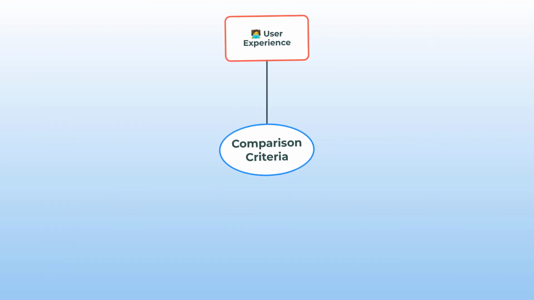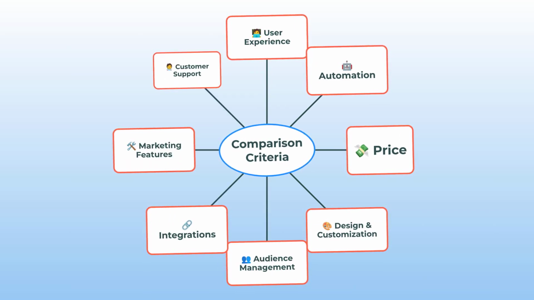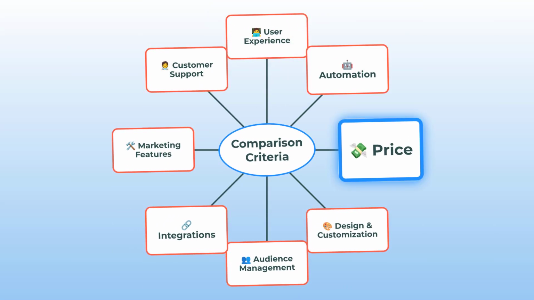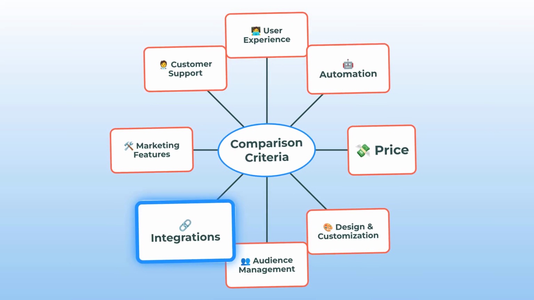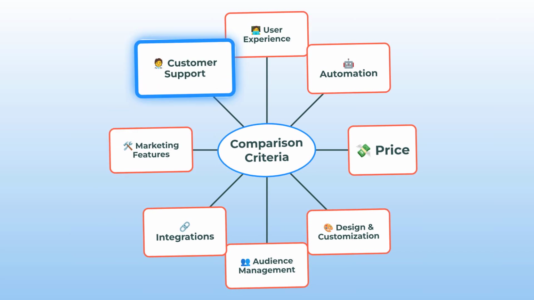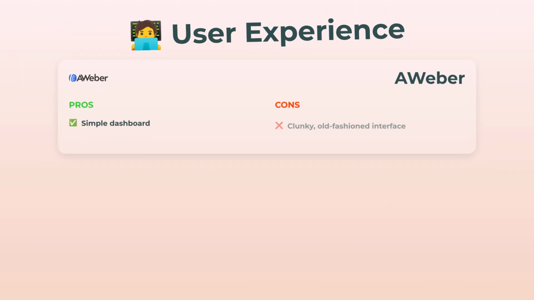Okay, so if you're a list person like me, here's how we'll stack these two up. We're looking at user experience, automation, price, design and customization, audience management, integrations, marketing features, and customer support. Let's jump right in. First up, user experience.